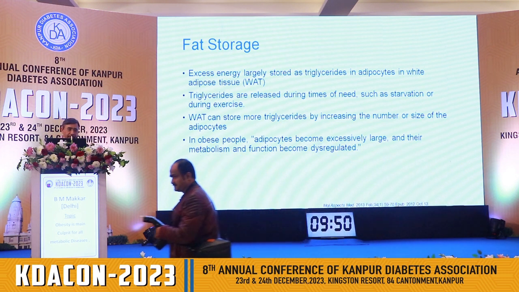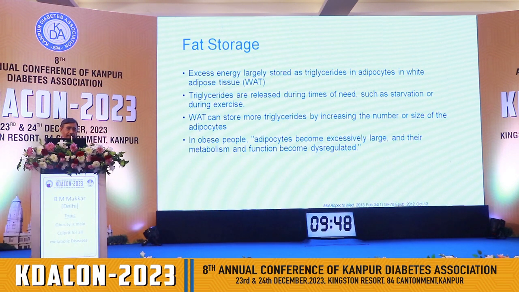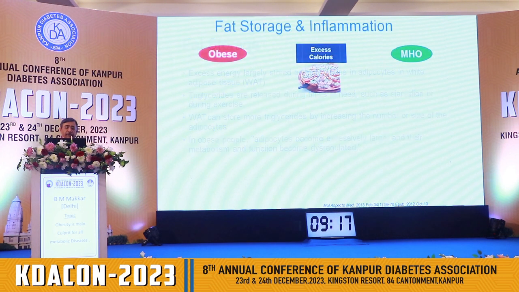And it stores fat by two methods. One, by increasing the number of white cells, that is hyperplasia. And second is increasing the size of white cells, adipocytes, which is hypertrophy. Now, once there is increase in the size of adipocytes, that means there is accumulation of more fat inside every adipocyte, there is increased stress within the cell, which leads to inflammation and formation of free radicals. And these adipocytes become dysfunctional.